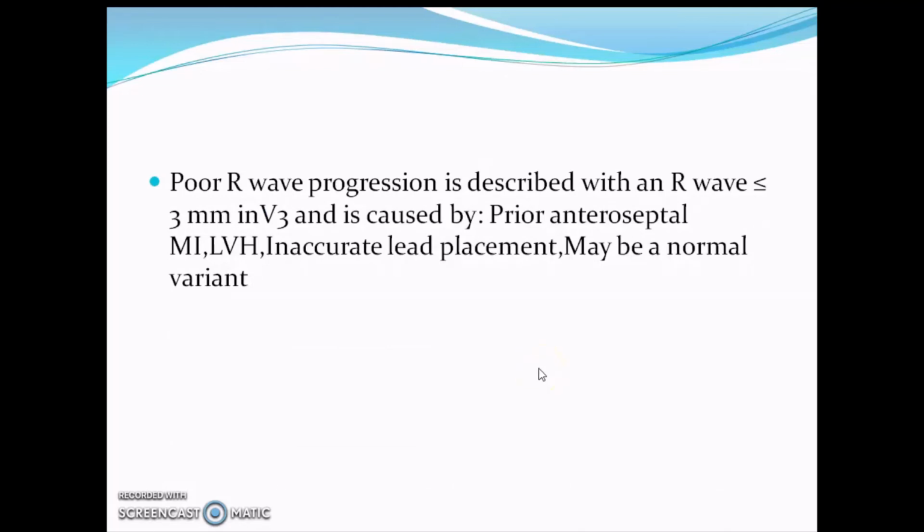Poor R wave progression. Poor R wave progression is described with an R wave less than 3 mm in V3. It is caused by prior anteroseptal MI, left ventricular hypertrophy, inaccurate lead placement, and it might also be a normal variant.